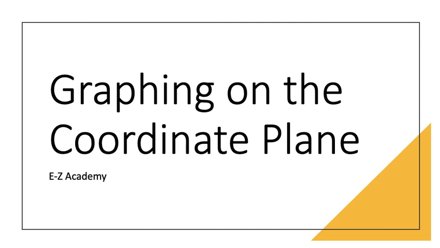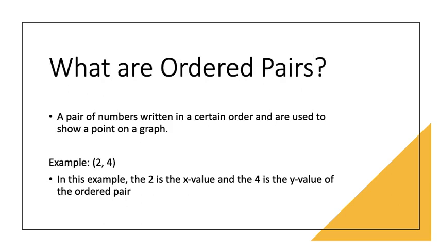Graphing on the coordinate plane. What are ordered pairs?